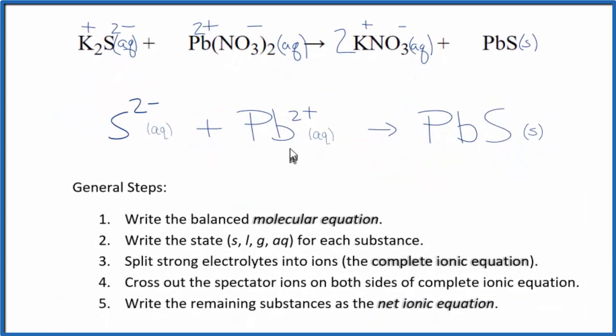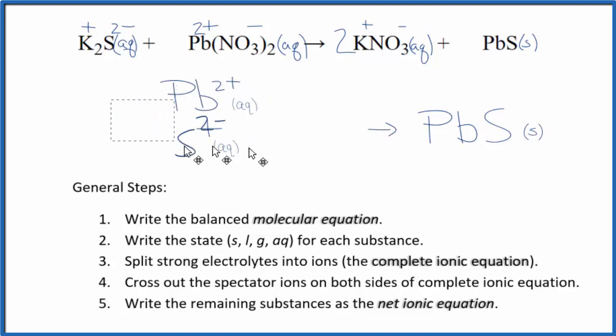So this is the balanced net ionic equation for K2S plus Pb(NO3)2. You'll note that charge is conserved. We have a 2 minus and a 2 plus. They balance out. We have a neutral substance here in the product. And we have the same number of atoms on each side, so mass is conserved as well.